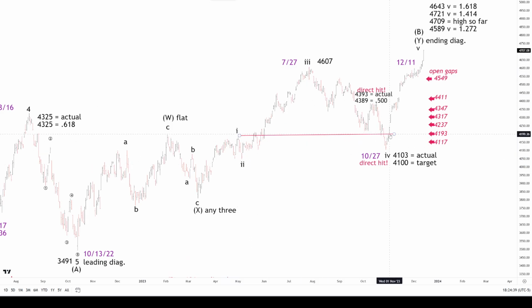There's the line for wave 1. There's the 4 low. There's the 5. That's the ending diagonal where 4 overlaps 1. Okay, you can see these open gaps. I've said they will be filled. They will be filled whenever C down gets into play.